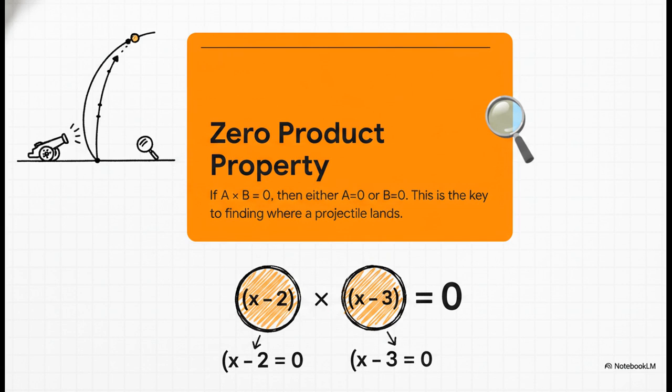If you multiply two things together and the answer is 0, then one of those two things had to be 0. There's no other way. So if our factored trajectory is, say, (x minus 2)(x minus 3) equals 0, we know for a fact that either x minus 2 equals 0 or x minus 3 equals 0. And solving those gives us our exact landing spots.